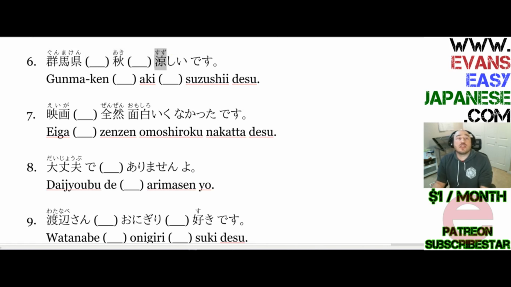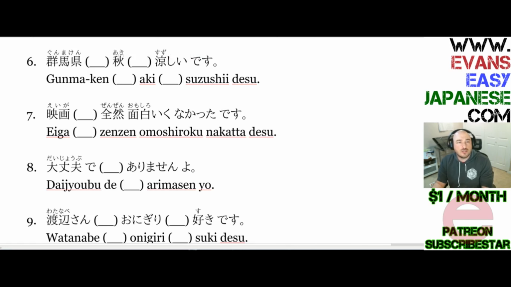And really quickly, you're gonna really hate this. This could also be a ga here after Gunma ken. It would be unlikely, and it would be Gunma ken ga aki ga suzushi desu. And it'd be like Gunma ken's falls are cool. We haven't talked about how this ga would kind of change meaning a little bit. That'll be a different thing when we start getting into multi-clause sentences.